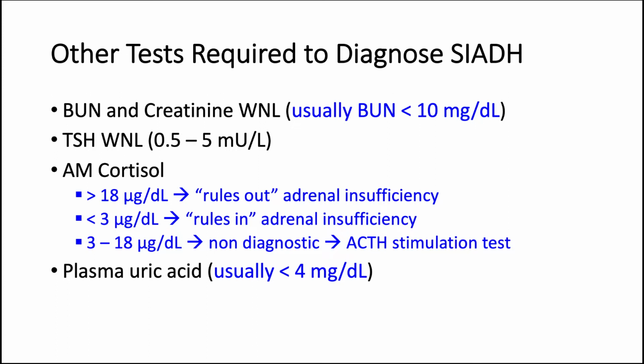All right. Another test that is not part of the criteria, but I usually like to order, is the plasma uric acid. Because remember, SIADH is a state of mild volume expansion, so you expect that the proximal tubule will reabsorb less uric acid. So the plasma uric acid should be low, usually less than 4. And that is another supplemental criterion that will help you to diagnose SIADH. So I usually order this test in all the patients that I suspect SIADH.